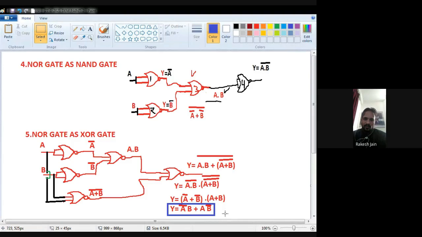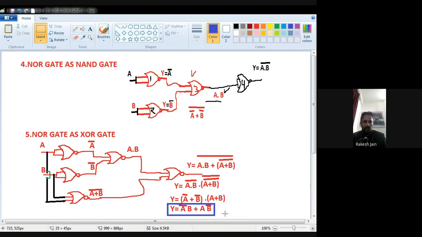When we talk about the NAND gate realizations, NAND gate as a universal gate, then we see that to build a XOR gate we use 4 NAND gates, but here to build a XOR gate we use 5 NOR gates, right? Now we have to see the last conversion, NOR gate as a XNOR gate.